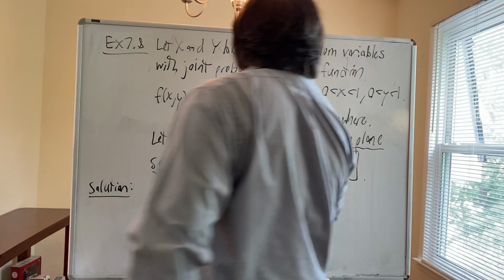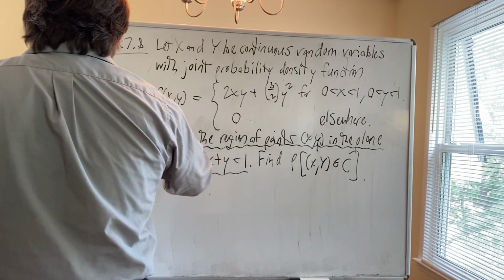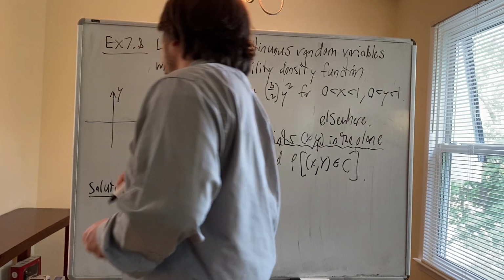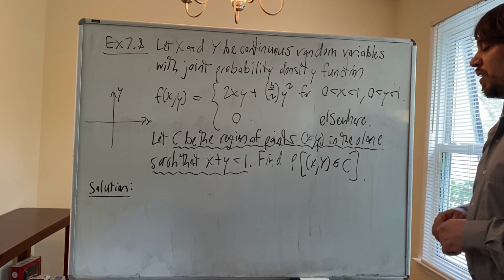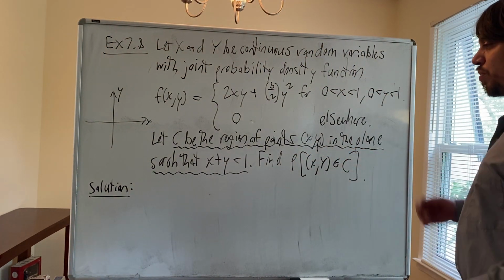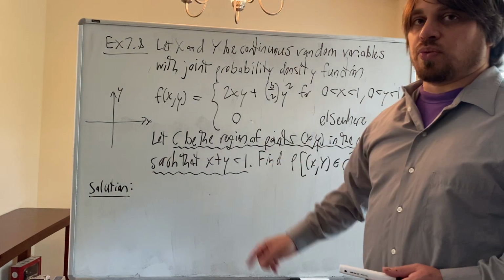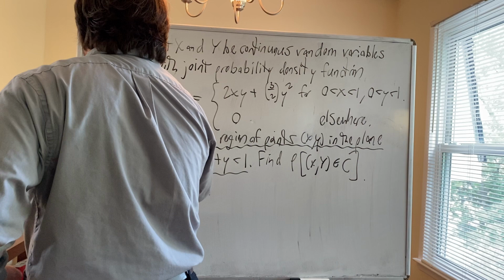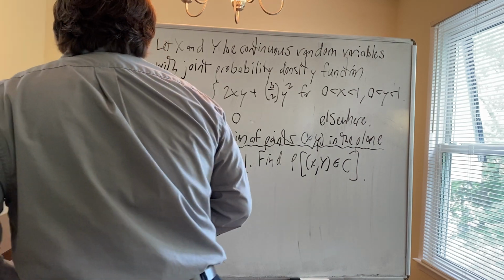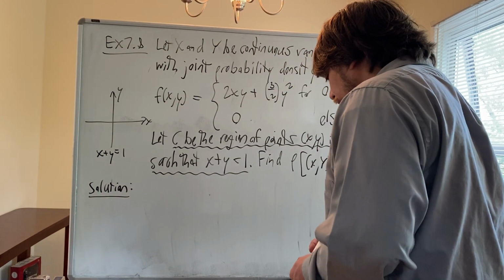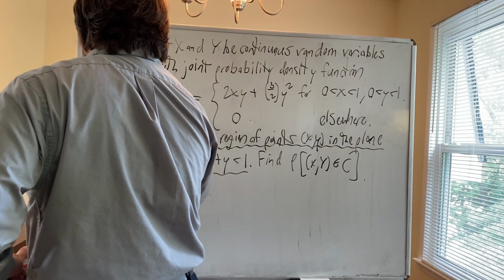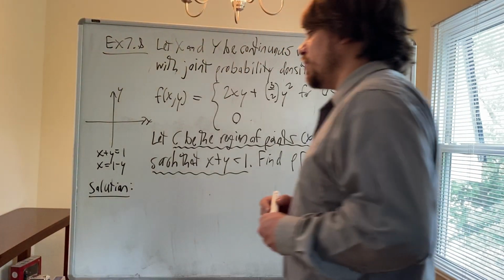So let's draw it. Here's the x-axis, here's the y-axis. This is the Cartesian plane. Okay, so x plus y, let's look at x plus y equals 1. For reasons that will make sense later, let's solve for x. x is equal to 1 minus y, okay?